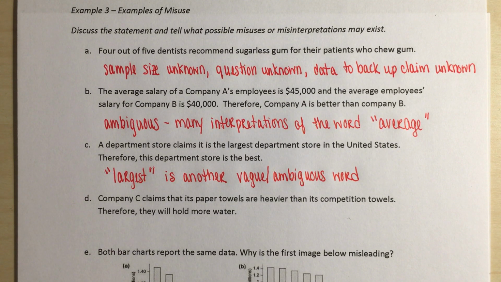have the largest square footage of area in the United States. It could mean a bunch of different things. So largest is another vague or ambiguous word. So largest doesn't necessarily equate to best.